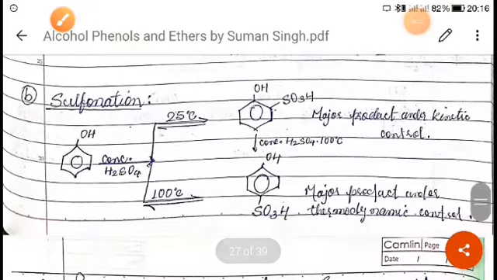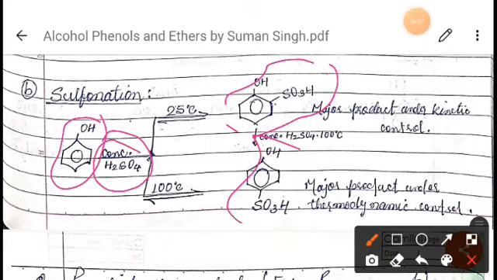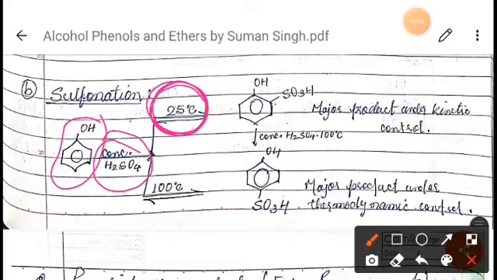Now next is sulfonic acid. Sulfonation is very easy, you just have to see what we are using here: phenol in concentrated H2SO4. In the presence of concentrated H2SO4, two products will form, okay. Either this will form, or this will form. But you have to see the difference: when the temperature is 25 degrees Celsius, the SO3H attacks the ortho position, right? But when we are using 100 degrees Celsius, it attacks at the para position.